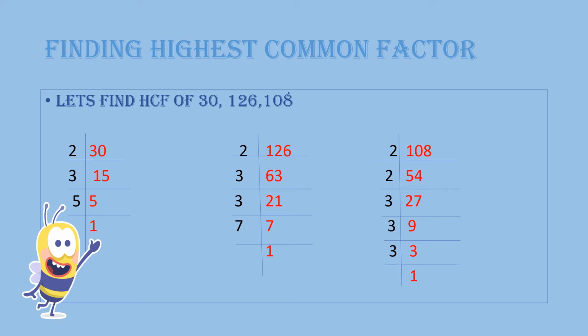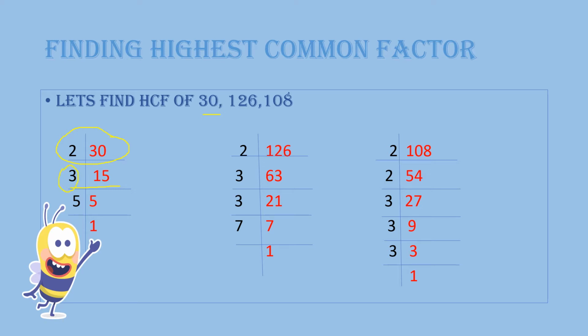So let's get started. First, I'm going to find the prime factors of 30. For that, I'm going to divide 30 by the lowest prime number, which is 2. When I divide 30 by 2, I get 15. But as you know, 15 is not divisible by 2. I have to divide it by a number which divides 15, that is 3.